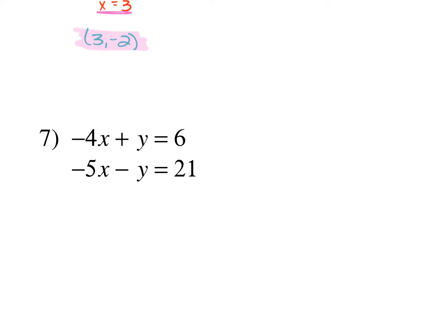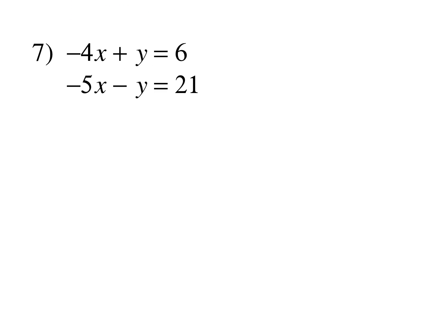For number 7, we have negative 4x plus y is equal to 6, and negative 5x minus y is equal to 21. Neither of these equations have an x is equal to or a y is equal to. So if I were you, I'd pick the equation that is easiest to solve for one of the variables. If you look at the top equation, you have a positive y that does not have a coefficient other than that invisible 1. So you would take that equation and solve it for y.